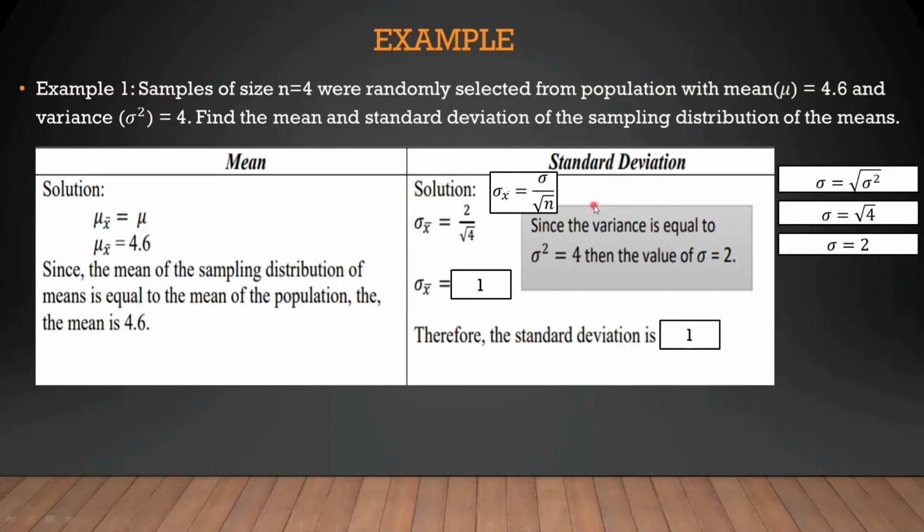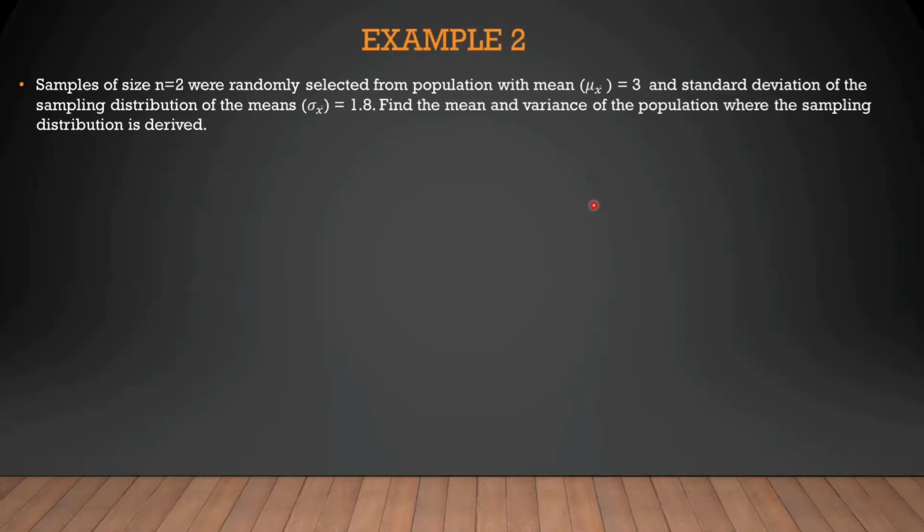So, let's proceed to another example. Example number 2. Sample of size n equal to 2 were randomly selected from the population with mean of the sample mean equal to 3 and the standard deviation of the sampling distribution of the mean equal to 1.8. So, yung given natin ngayon dito, we have the n which is 2 and yung mean of the sample mean natin is 3. Yung given natin dito is the sampling distribution, hindi siya sa population. The standard deviation of the sample mean is equal to 1.8. Ito rin ay from the sampling distribution, hindi siya population.